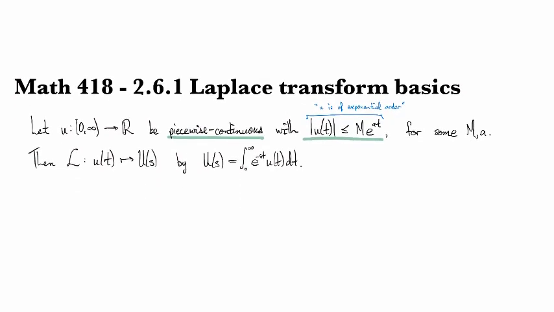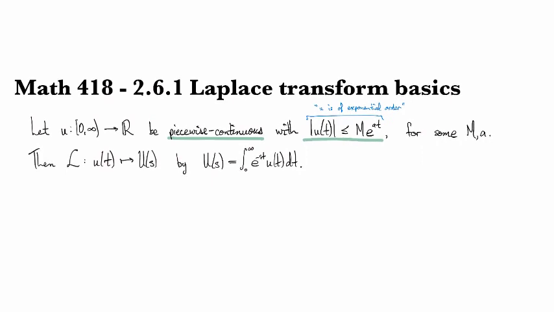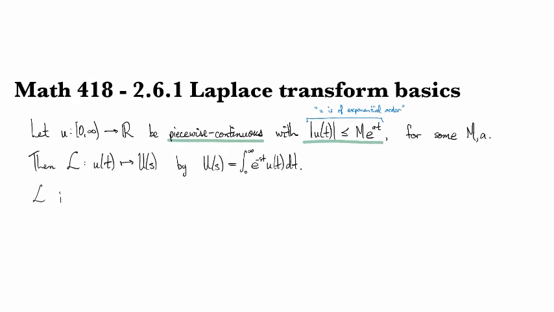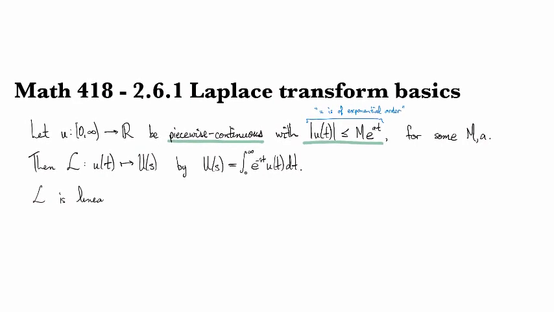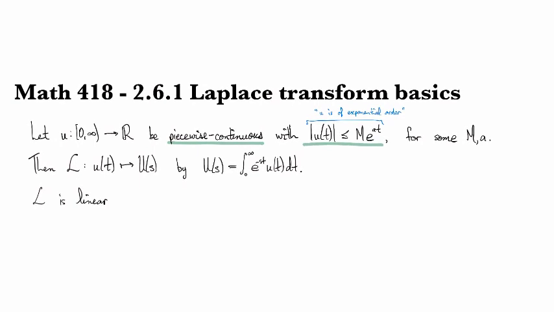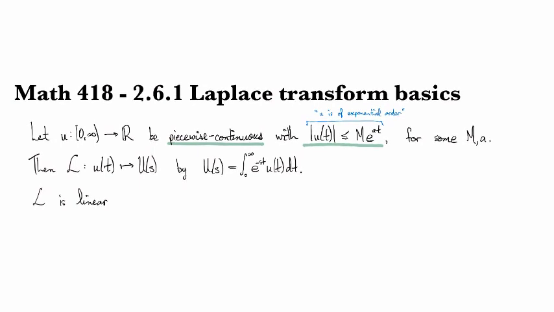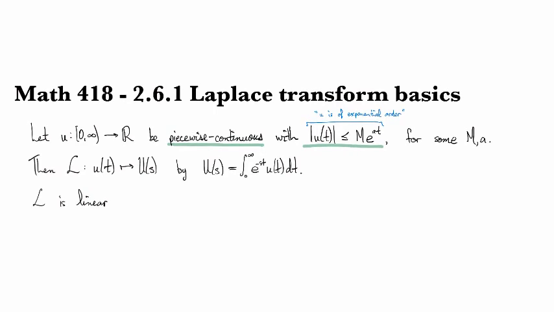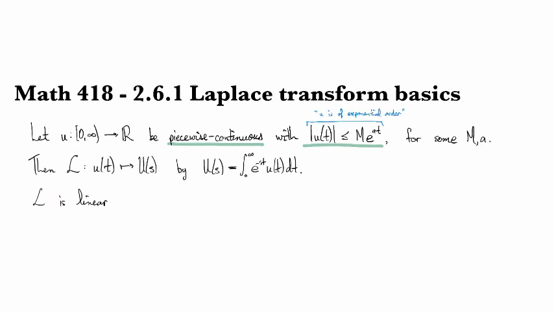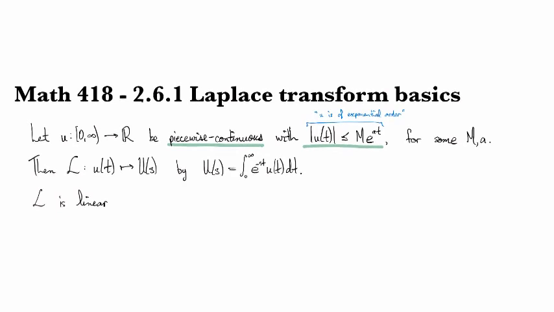Once the t's are all integrated away, all that remains is a function of s. So then this transformation L is linear in virtue of its definition in terms of an integral. So if I replaced u with, say, f plus g, then you see that splits into two integrals, and then boom, you get the sum of the Laplace transforms. And similarly, you can pull a constant out.